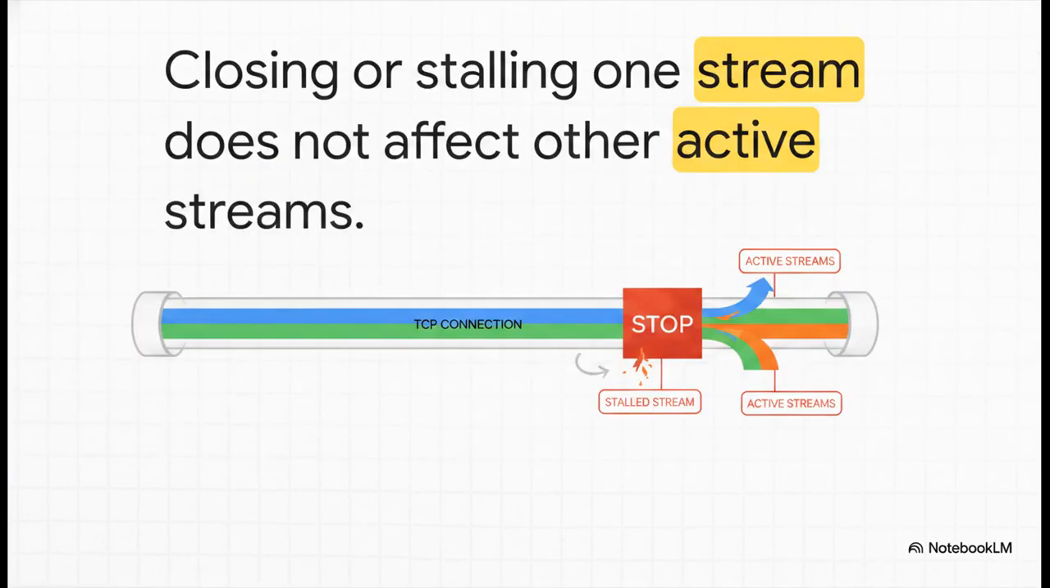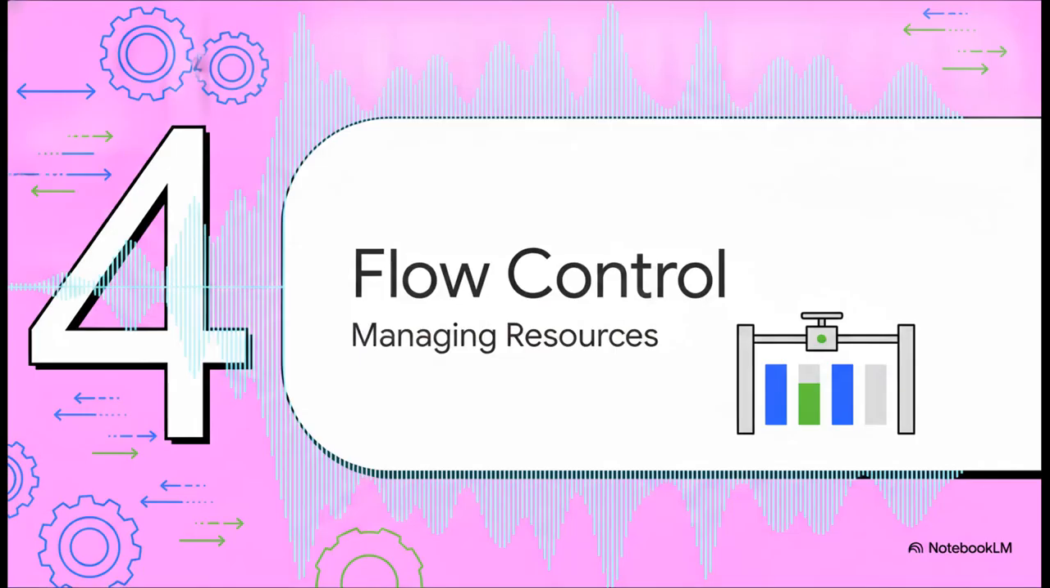If one single request stalls out because it's waiting for database I/O, it is not going to tear down the connection or block the progress of your other active streams. The protocol gives us an RST_STREAM frame, which lets an endpoint immediately terminate just a single stream, like maybe a client-side cancellation, without destroying the entire TCP connection. It's incredibly resilient.